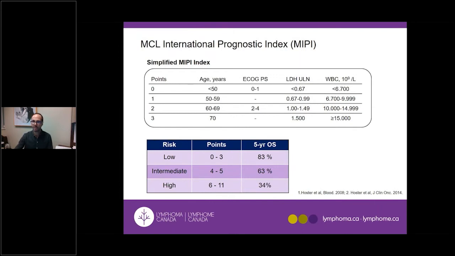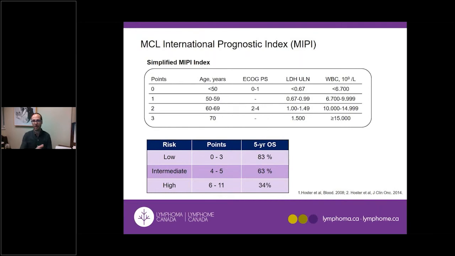And that allows you to stratify patients into low, intermediate, and high risk. And that in turn allows you to estimate the 5-year probability of being alive. So if you have a low risk, maybe because you're young, you have an excellent performance status, your LDH is low, then the 5-year survival in those patients could be around 83%.